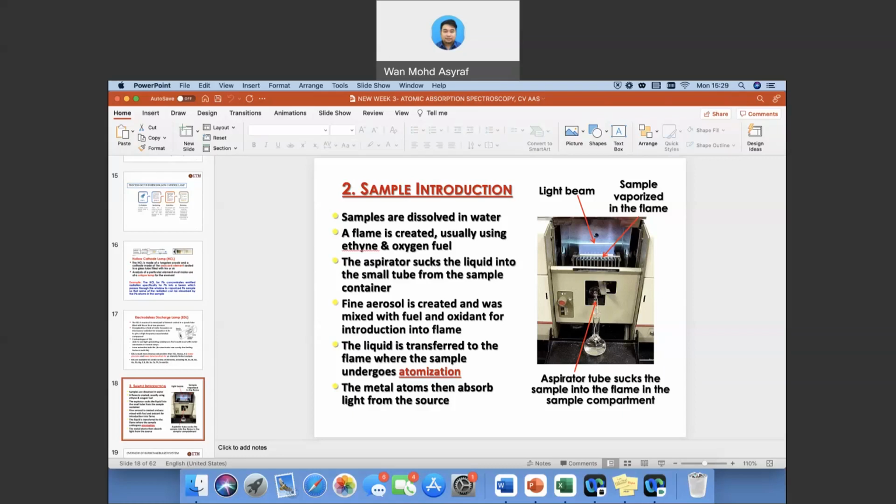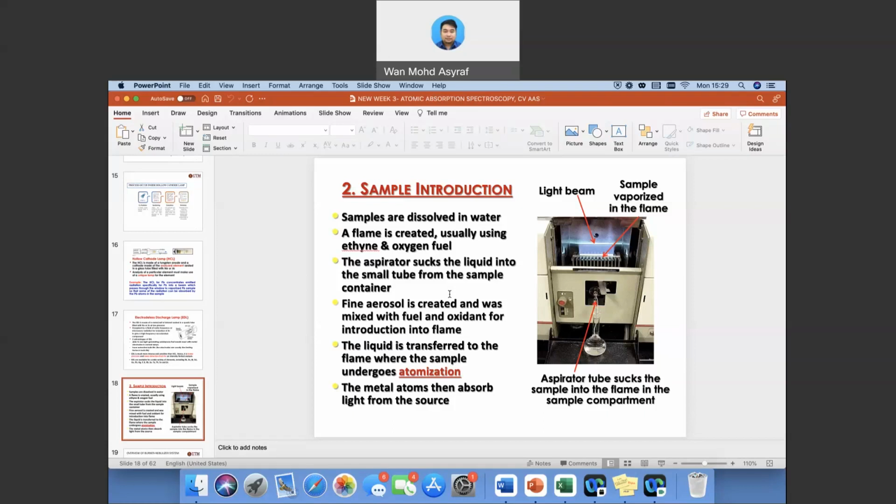After your sample has been sucked into the instrument by the aspirator, a fine aerosol is created. Imagine your liquid flows into the burner, and then it will straight away evaporate. It means it will create a fine aerosol first, moving towards becoming evaporated. The fine aerosol is mixed with fuel and oxidant for introduction into the flame. The liquid is transferred to the flame where the sample undergoes atomization.